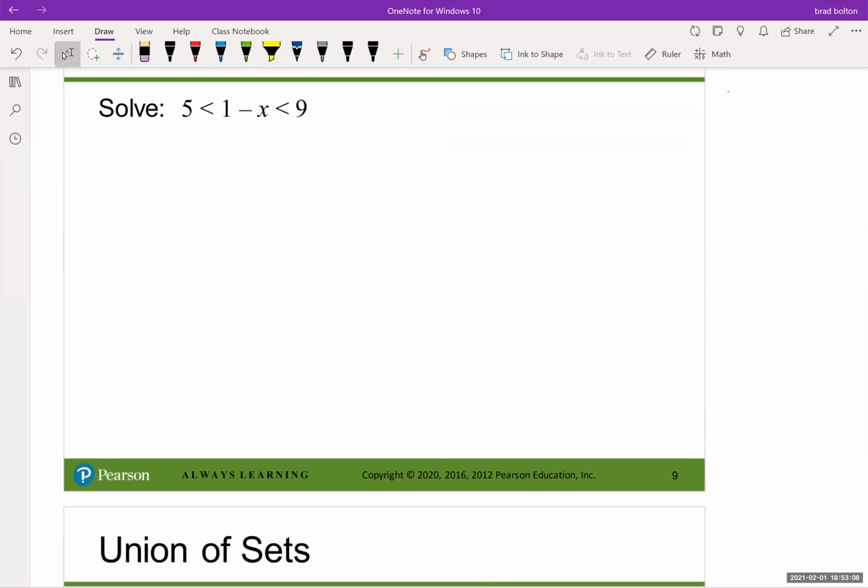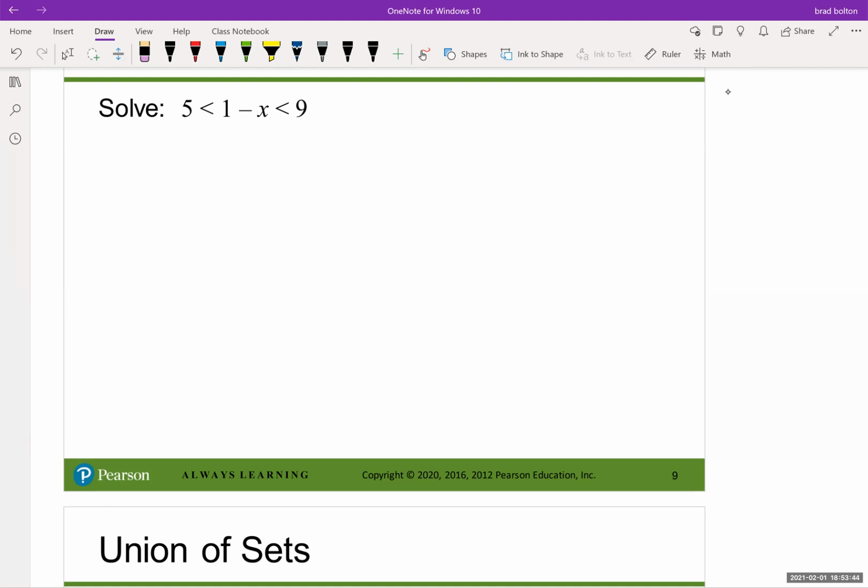So here's another type of inequality. This is also an and statement, but it's written without the and. If you wanted to write this with the and, this would be 1 minus x is greater than 5 and 1 minus x is less than 9. Okay, so that's what it actually is saying. What they do is they combine it and create this compound inequality without the word and.